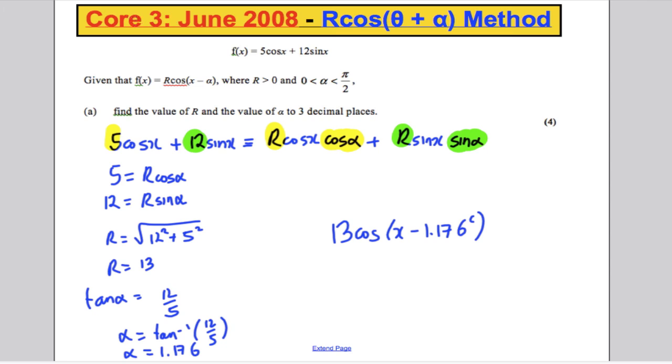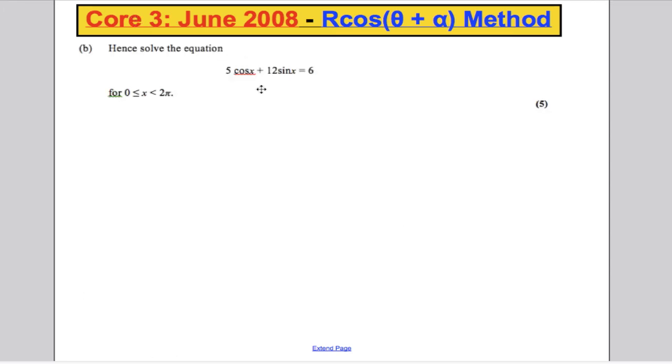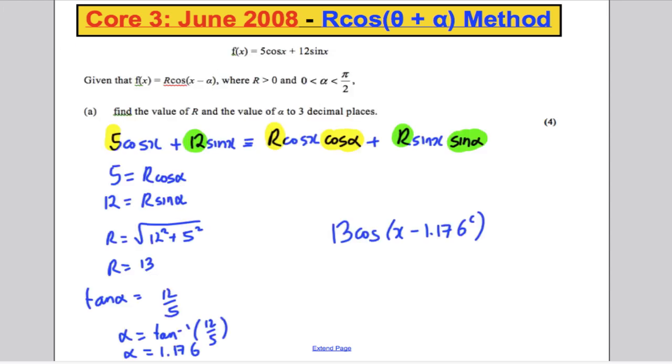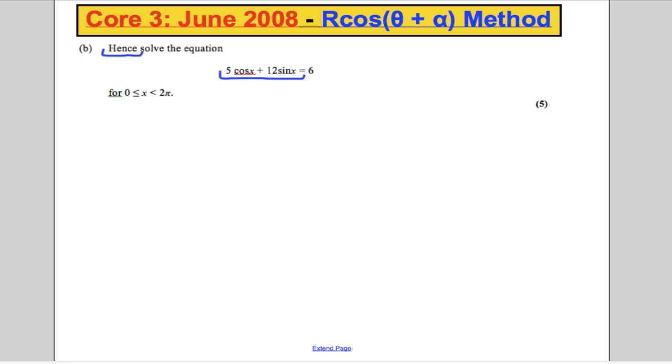Okay, let's keep going. Part B. It says hence solve this equation. Well, obviously we're going to use the hence part. We've got a new expression for 5 cos x plus 12 sin x, and it's 13 cos x subtract 1.176. So this is the same thing as 13 cos x subtract 1.176 radians is equal to 6. Simple equation to solve.